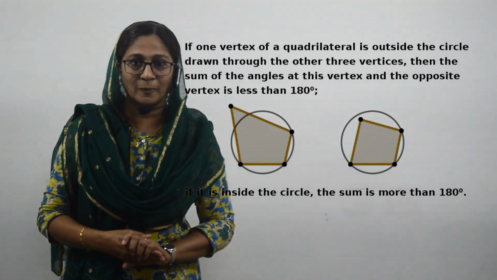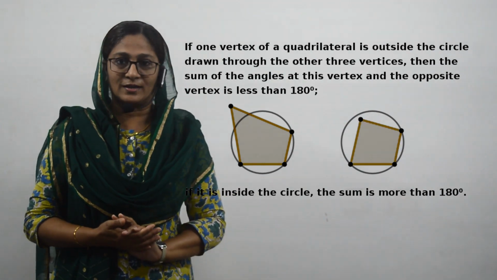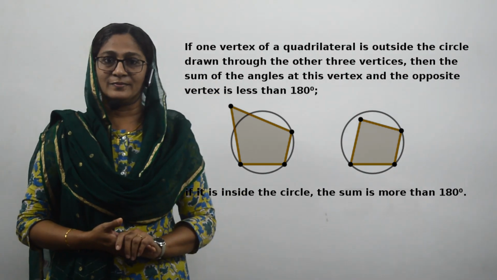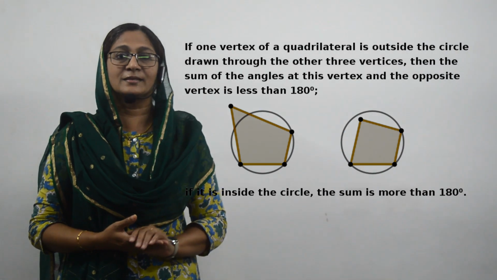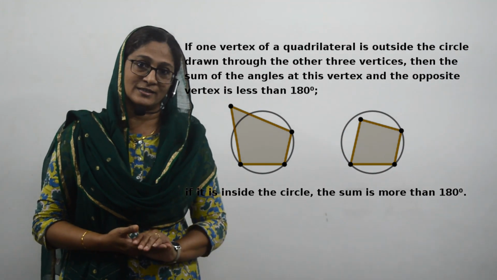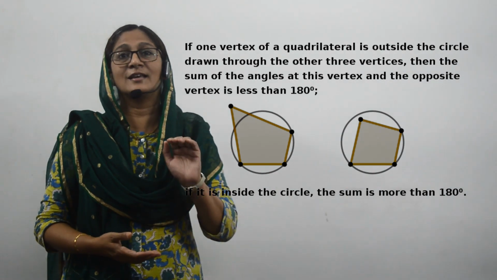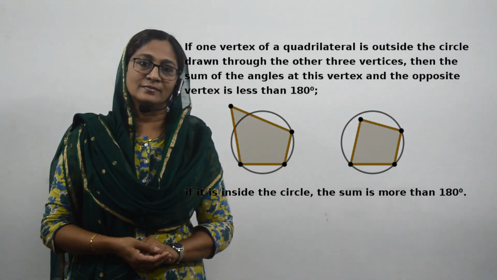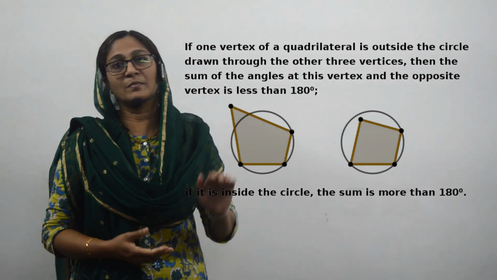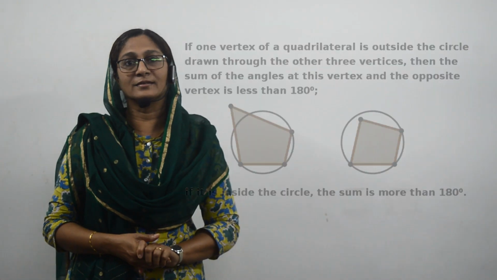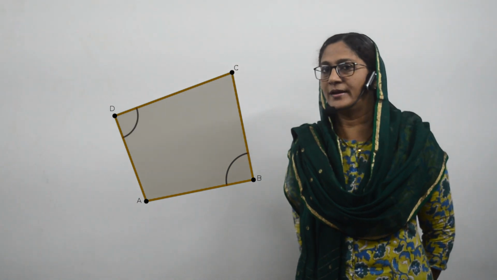I'll repeat it. If one vertex of a quadrilateral is outside the circle, drawn through the other 3 vertices, then the sum of the angles at this vertex and the opposite vertex is less than 180 degrees. Now, if the 4th vertex is inside the circle, then the sum is more than 180 degrees. Now, suppose ABCD is a quadrilateral with angle B plus angle D is equal to 180 degrees.